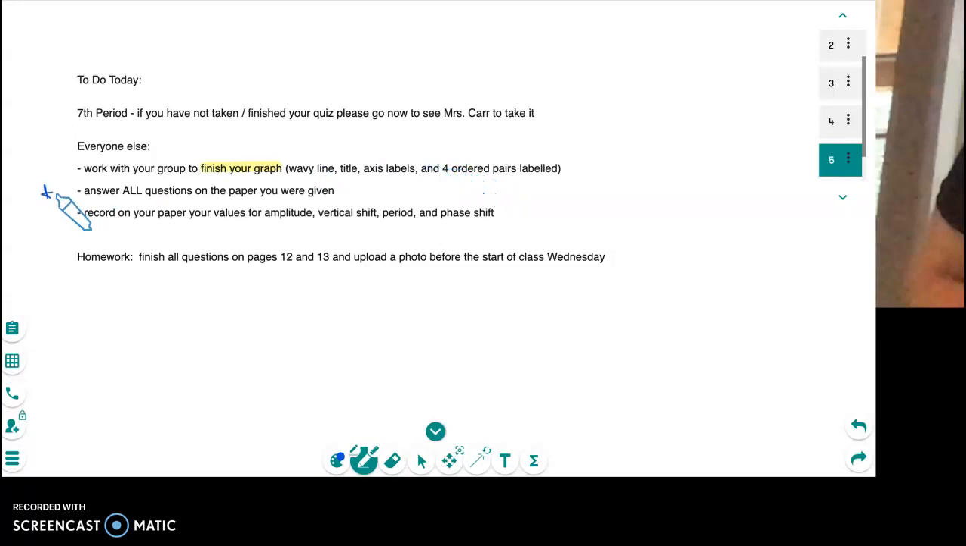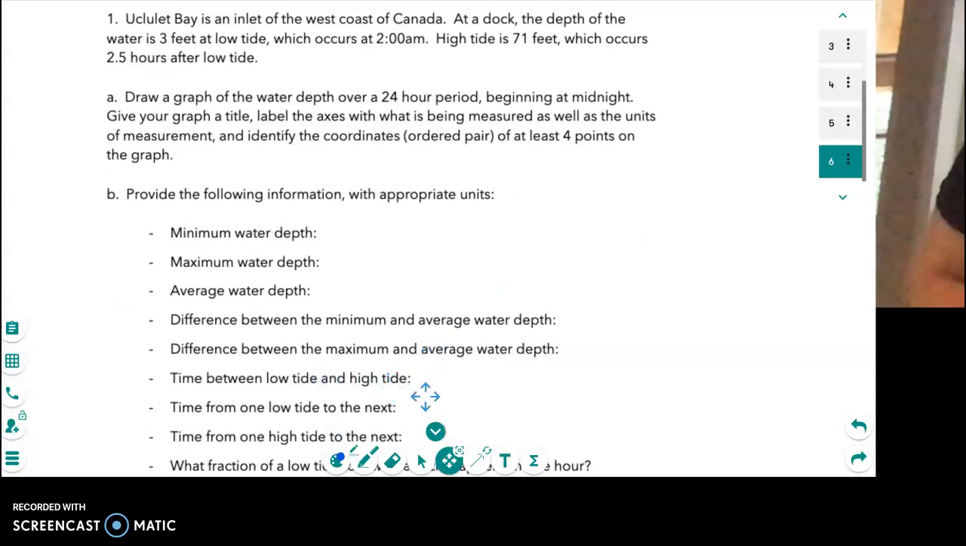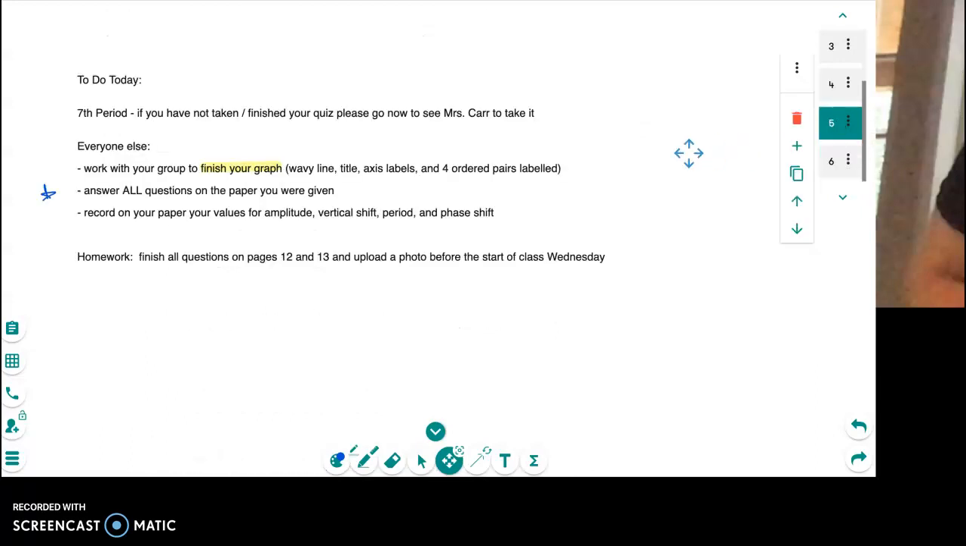This is what I want you to really focus on today. Answer all the questions that are on the paper that you were given. Your original paper had all these questions about what's the minimum water depth, what's the maximum, what's the average, what's the difference, time from one tide, all that. I think a lot of you have answered all of those before, but I want you to make sure they're all answered, because that is going to help you to do what I want you to do here. Record on your paper your values for amplitude, vertical shift, period, and phase shift. So you're doing now what we're doing on page 12, only with messy numbers. That's going to help later in the week to actually write your function.